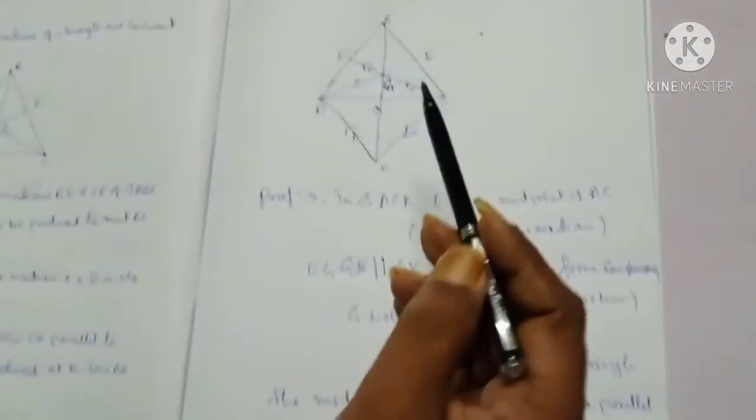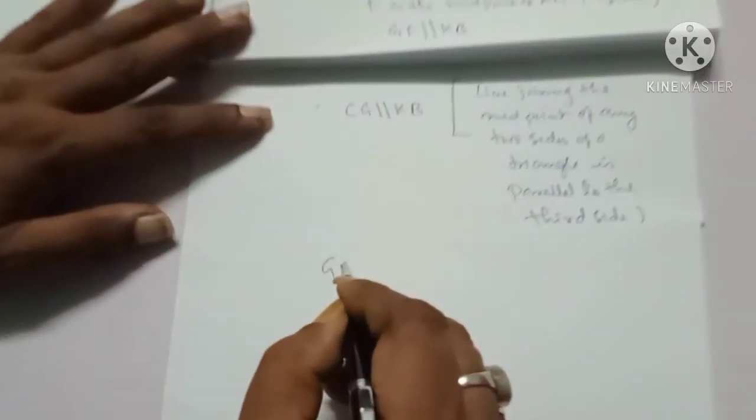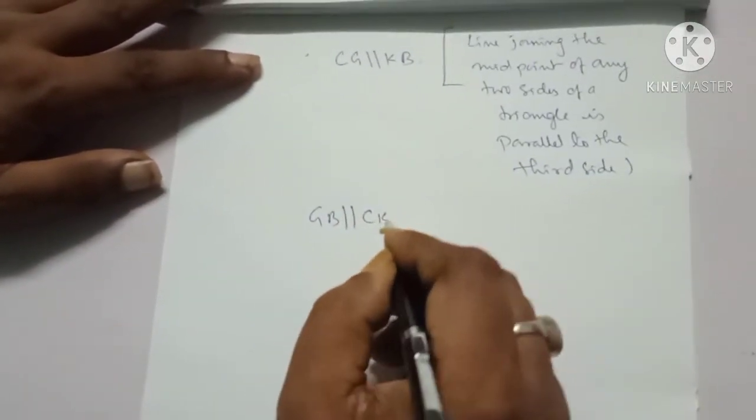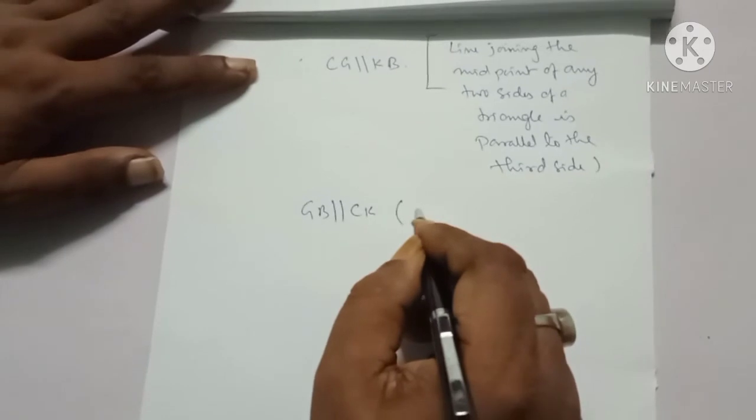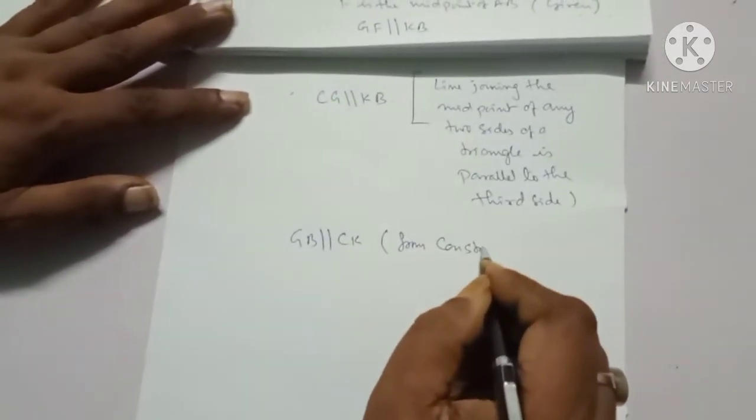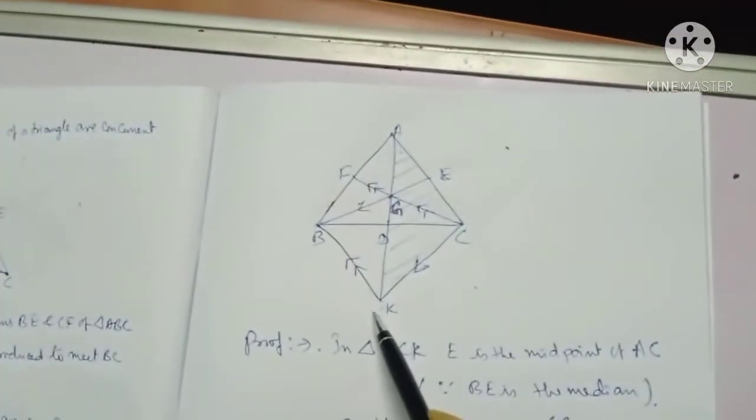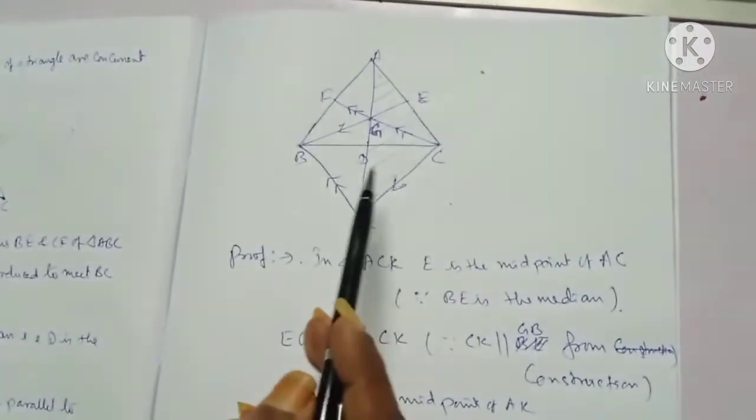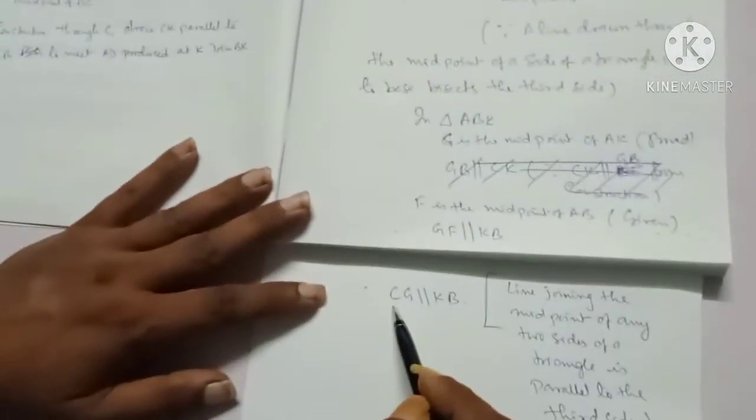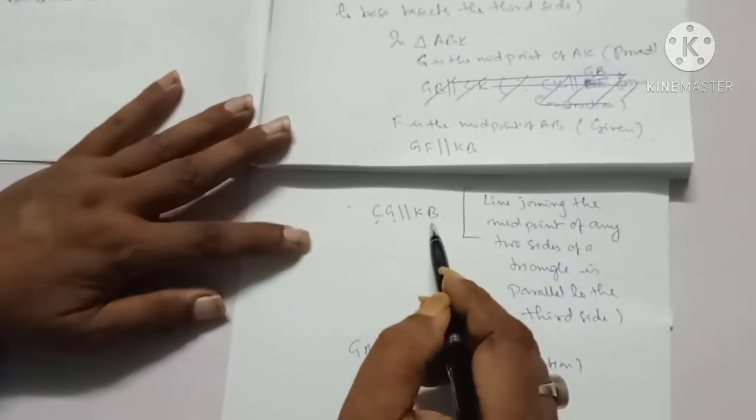One thing here you see. GB is parallel to CK from construction. And now here, CG is parallel to KB.